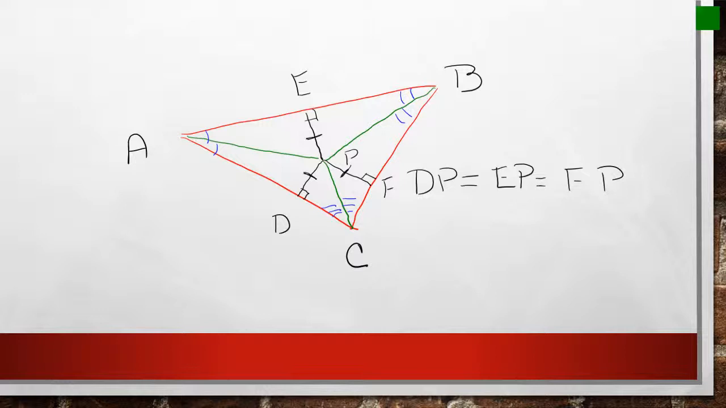So we know this angle is congruent to this angle. This angle is congruent to this angle. And these two angles down here are congruent. Why? I'll let you answer that.